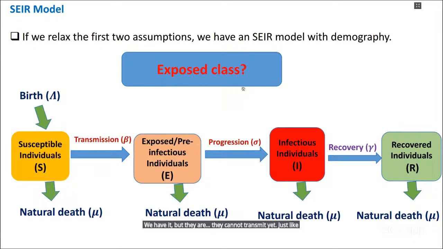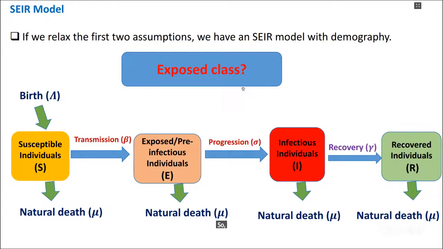Just like for malaria, when you get an infectious bite from a female Anopheles mosquito, it is not immediately that you start transmitting the disease. You do not immediately become infectious. It goes through some stages. It goes through the liver stage before it finally gets to the blood stage where you start showing symptoms. So at that liver stage, we say you are infected, but you are not yet infectious. So for this model, we have introduced this class, the E class, which we call exposed or pre-infectious individuals.